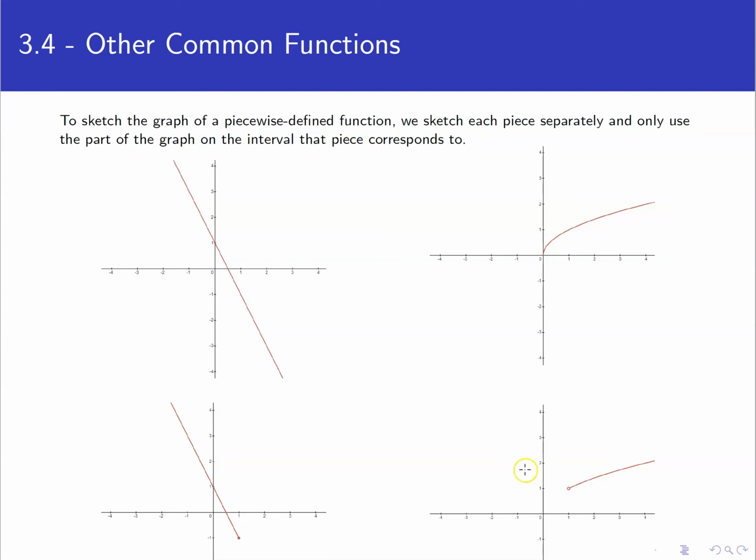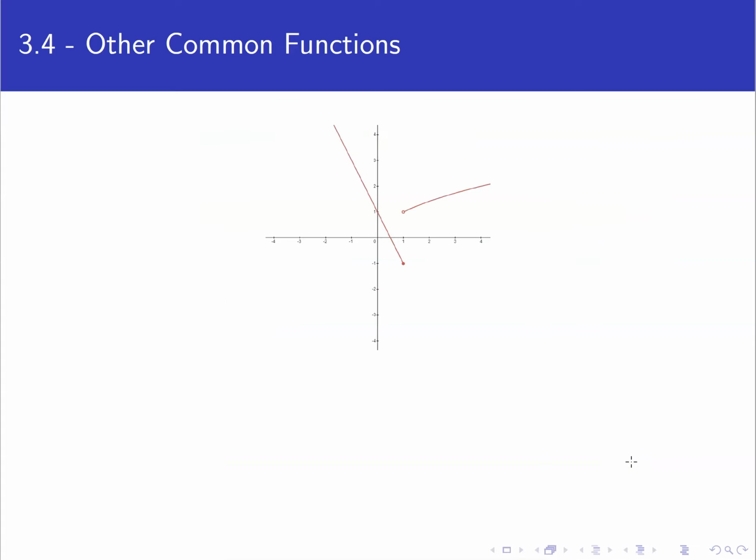Okay. Now, to get a graph of the whole piecewise defined function, we're going to take those two pieces together and put them on the same graph. So here was the graph on the left-hand part, up to 1. Here's the graph on the right-hand part for x is greater than 1.